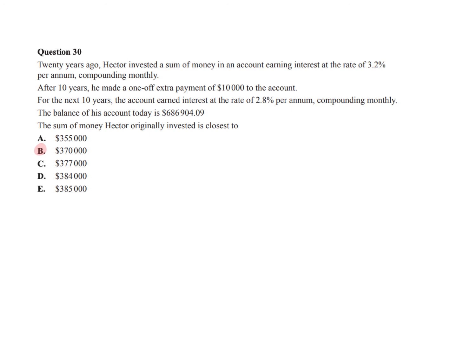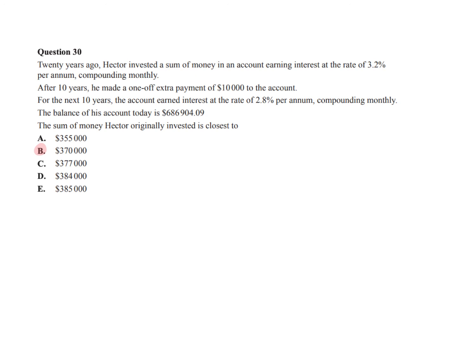Okay, 20 years ago, Hector invested a sum of money into his account, earning interest at a rate of 3.2% per annum, compounding monthly. After 10 years, he made a one-off extra payment of $10,000 to the account. For the next 10 years, the account earned interest at 2.8% per annum, compounding monthly. The balance of his account today is this. The sum of money Hector originally invested is closest to.